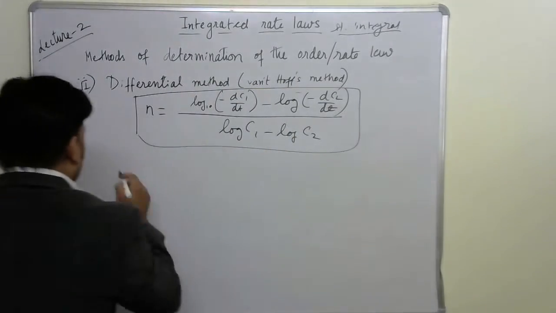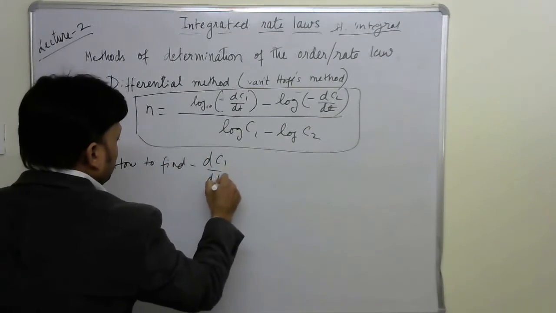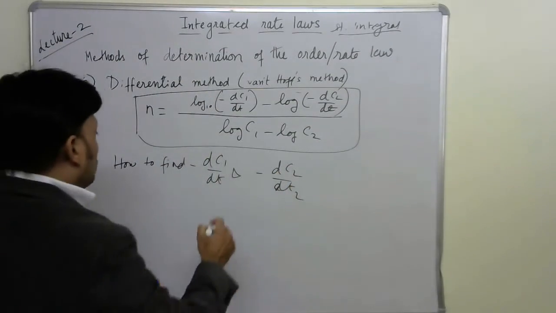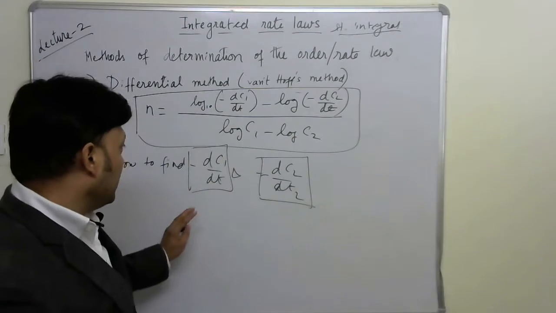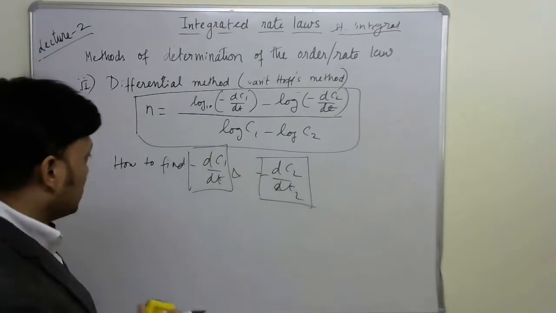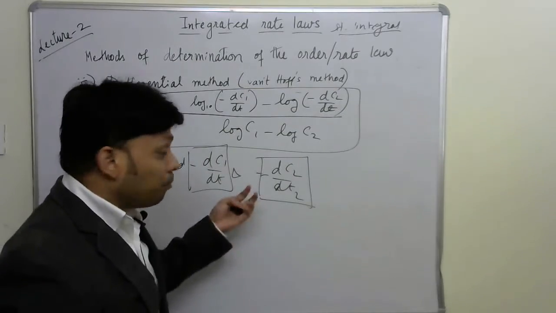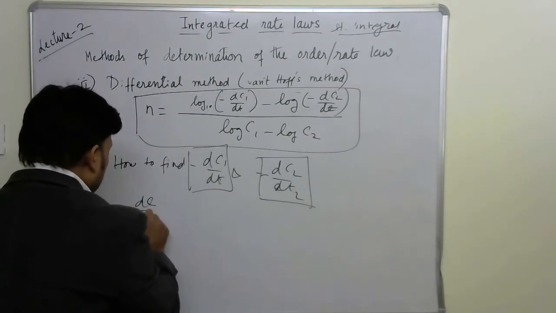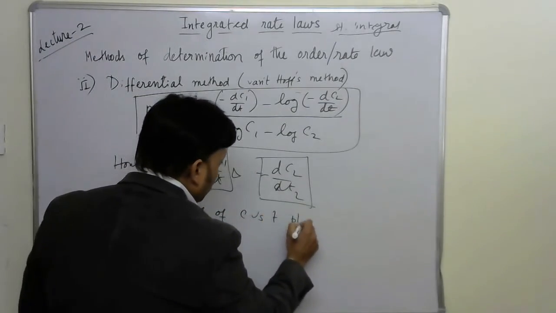Okay. So the question is how to find this minus dC1/dt and minus dC2/dt. What do those two derivatives mean? These two derivatives represent two different initial rates, because dC1/dt and dC2/dt represent the slope of the C versus t plot. So we can write that dC/dt is nothing but the slope of the C versus t plot at any point.